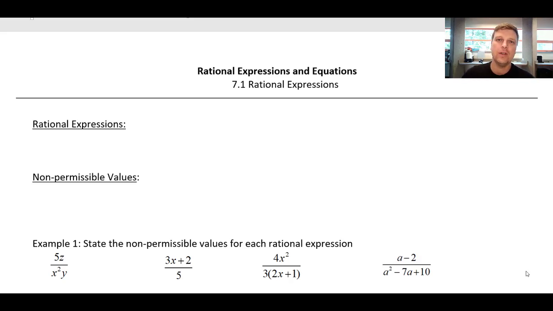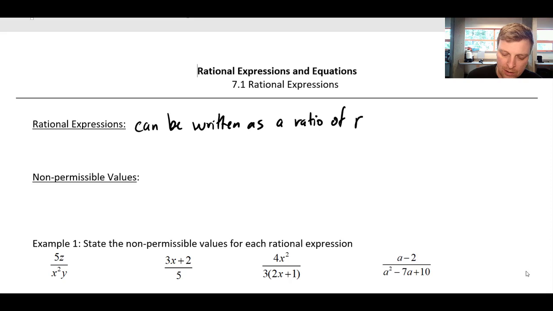We are starting a new unit now on something called rational expressions and rational functions. So a rational function is really any function that can be written as a ratio. And we say that it's an expression that can be written as a ratio of polynomials.